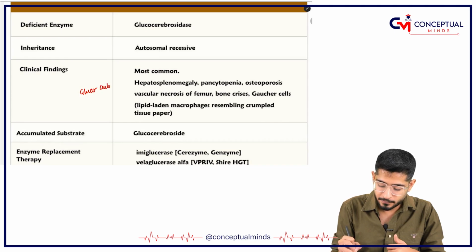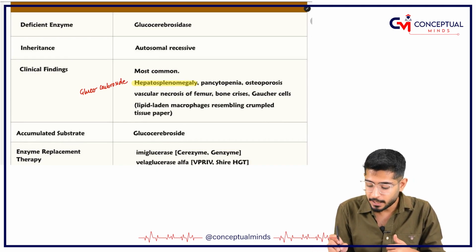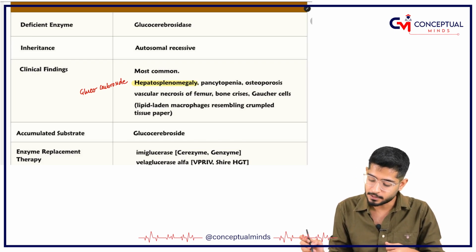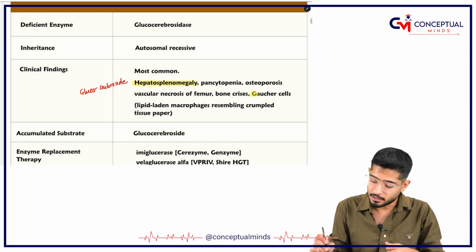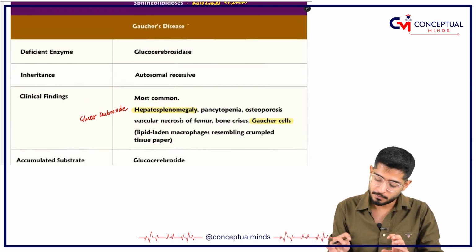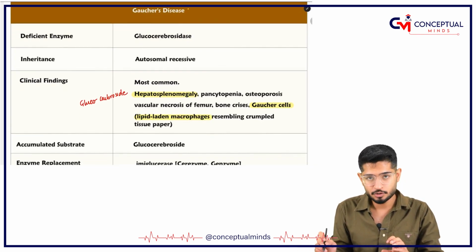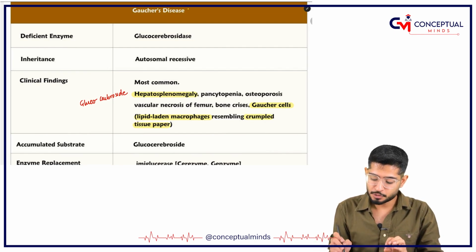Glucocerebroside of course has something to relate with glucose, and because of that there will be hepatosplenomegaly. Okay, there is hepatosplenomegaly, and of course the very important thing is the Gaucher cell. What are Gaucher cells? Remember, Gaucher's disease has Gaucher cells, which are lipid-laden macrophages. There is a macrophage which is having lipid with a crumpled tissue paper appearance.